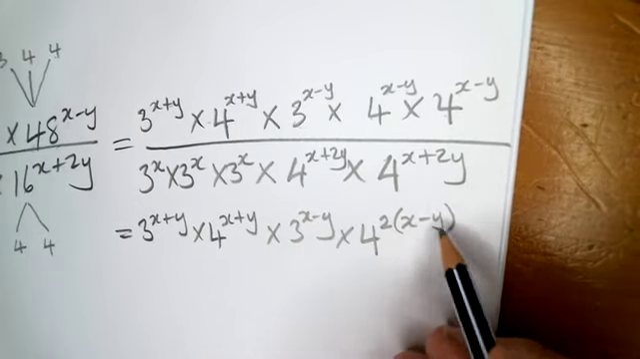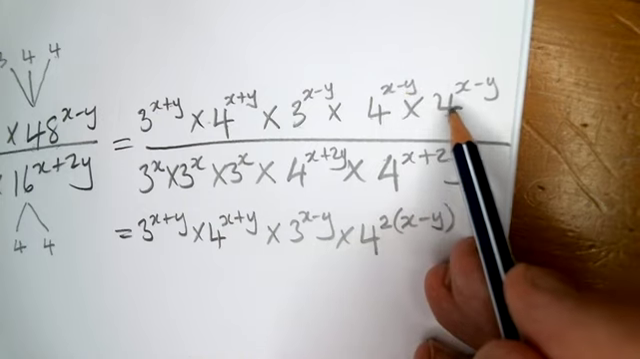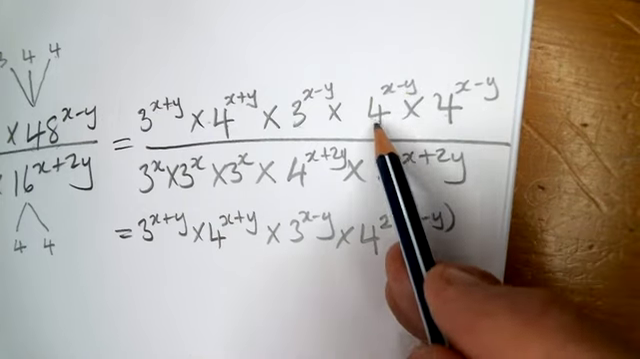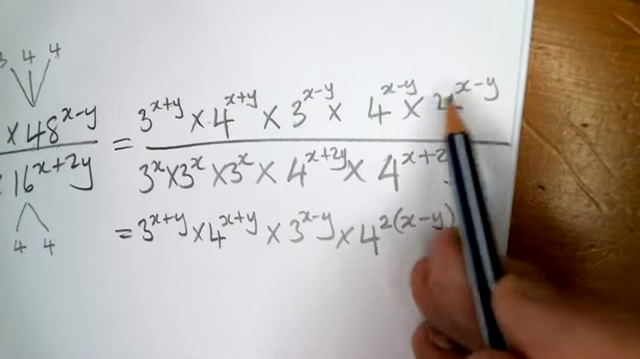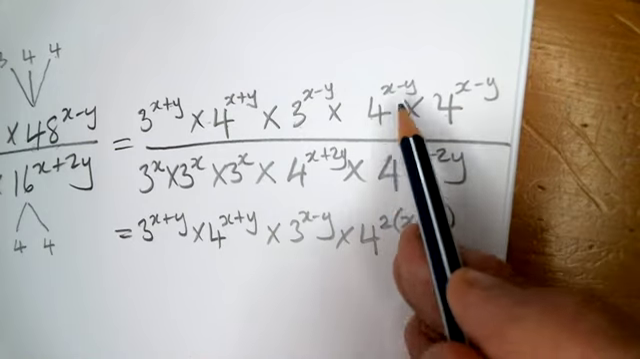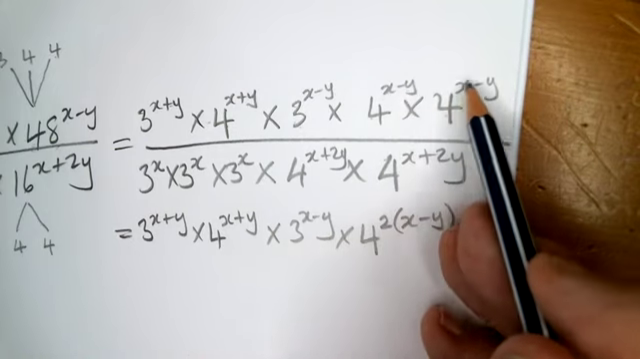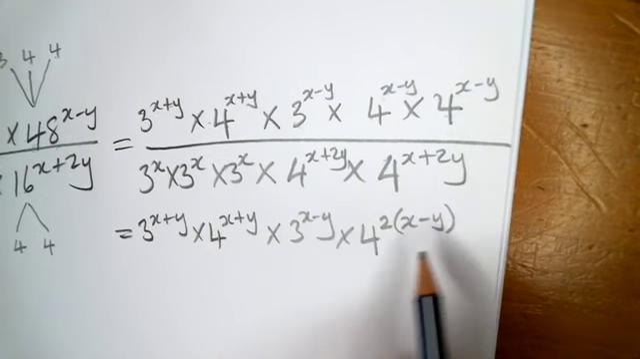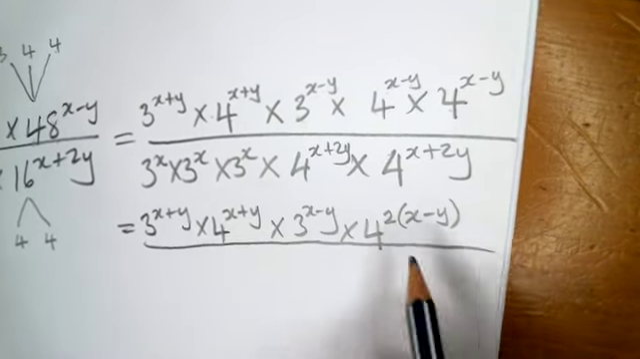And that's the same as saying 4 to the x minus y times 4 to the x minus y. And we know that because when the bases are the same, we can add the powers. We've got 2 lots of x, there they are, and we've got 2 lots of negative y, there they are, so 2 lots of each. All over. Same deal here.